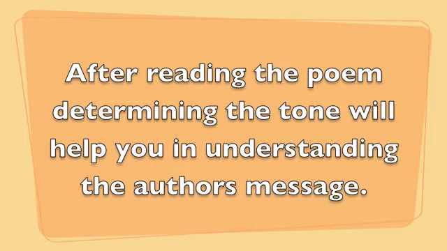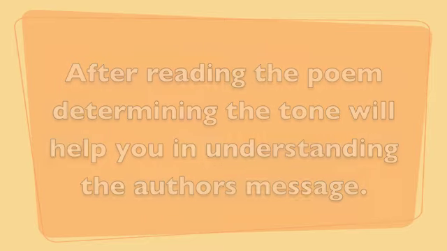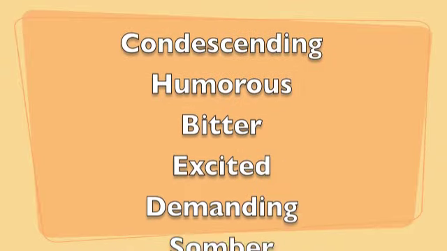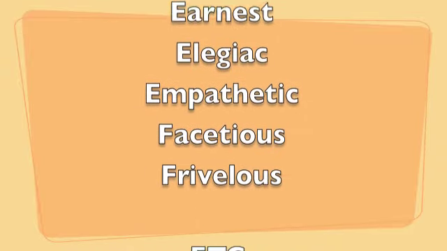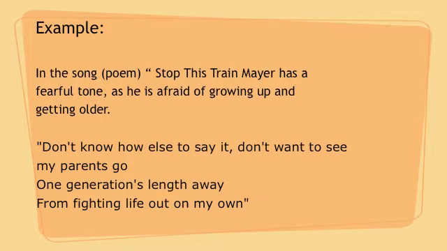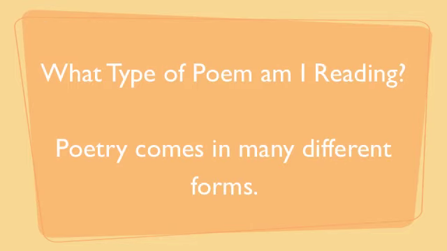The tone is an essential part in understanding the text, and can sometimes be tricky to pinpoint. Each reader will interpret the poem differently, which can result in different readers having different tones. There are many different types of tones. In the song "Stop This Train," Mayer has a fearful tone, as he is afraid of growing up and getting older. Ask the question, "What type of poem am I reading?"